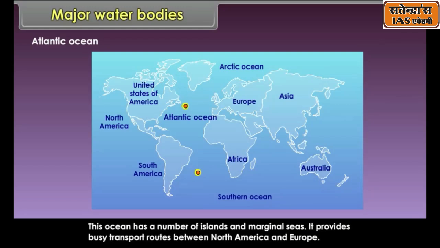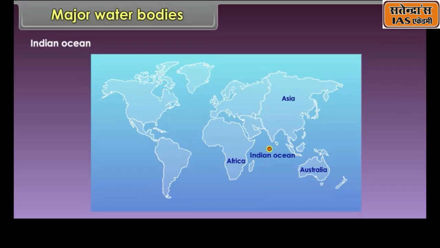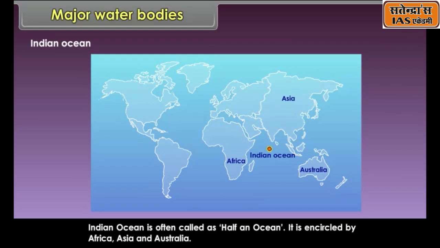This ocean has a number of islands and marginal seas. It provides busy transport routes between North America and Europe. Indian Ocean. Indian Ocean is often called as half an ocean. It is encircled by Africa, Asia and Australia.